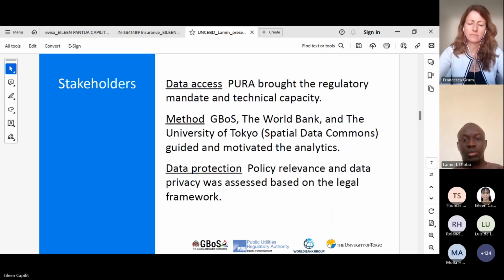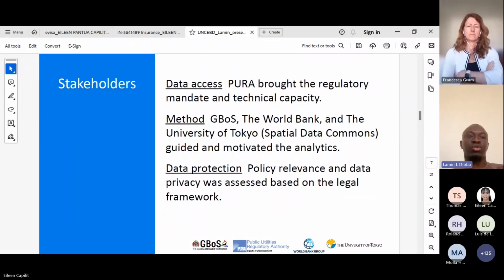And then at the stakeholder level, like I said, because we know that access is very, very key when it comes to the use of MPD, and at the level of the NSO, we don't have direct access to this data, and we don't have control over the private sector. So we had to employ a multi-stakeholder approach by bringing in the regulator, and the regulator used its mandate to engage the MNOs. And at the analysis level, we had the GBOS, the World Bank, and the University of Tokyo to use the data to analyze and come up with insights. And we also had to be very careful about the data protection policies, regulations and frameworks that are in place so that we don't breach any such regulations. Next slide.